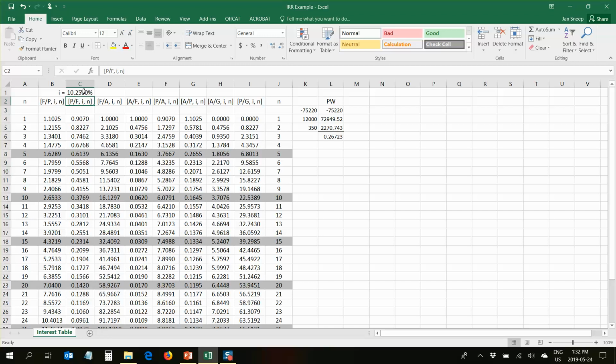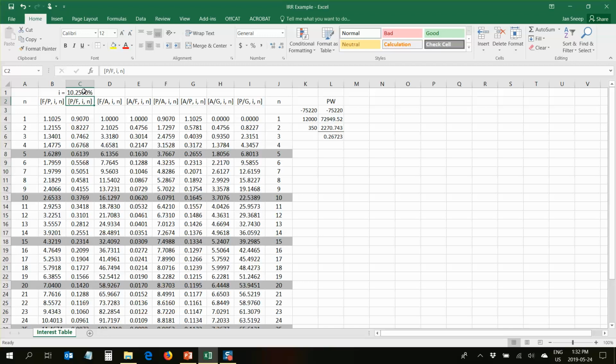So we could continue using more decimal places. We could try 10.251, 10.252, and continue in that fashion until we, depending on how many digits we actually required. For this example, I think that's close enough. 10.25%, it's pretty close to 0, and I'm going to call that a day. And that's really all there is to it. It's a trial and error method. It uses the interest factor table.